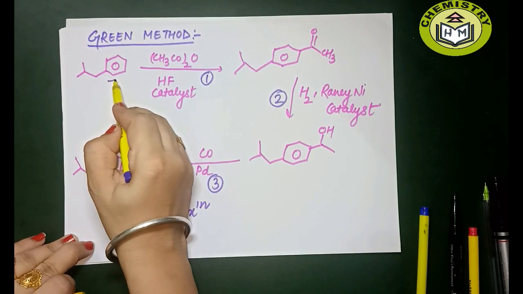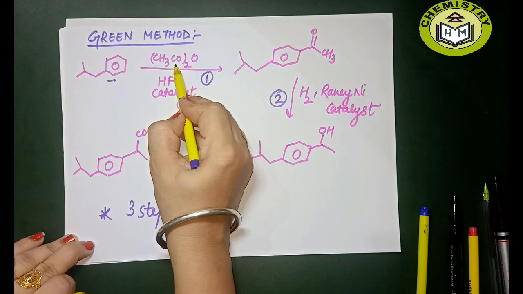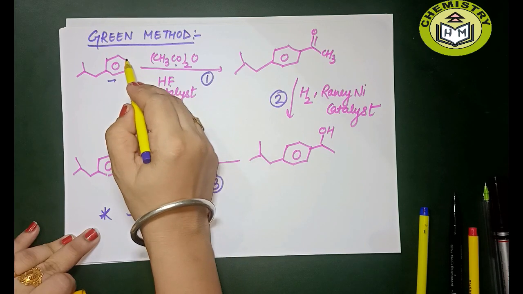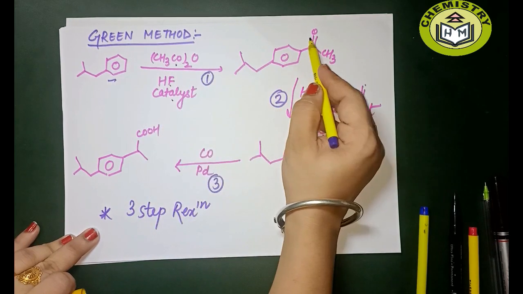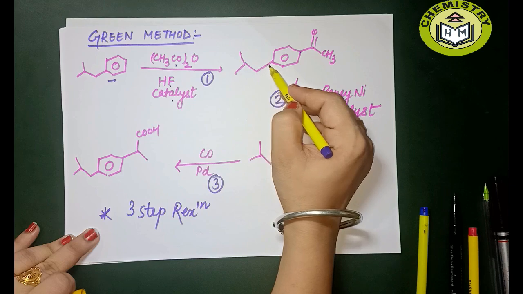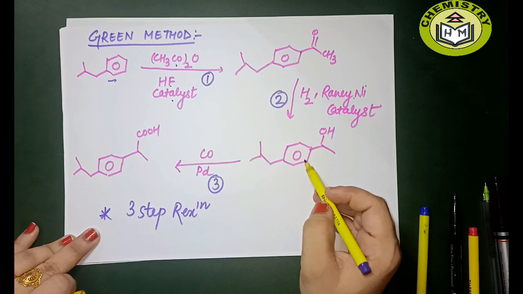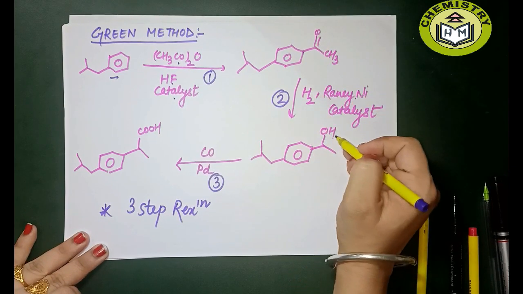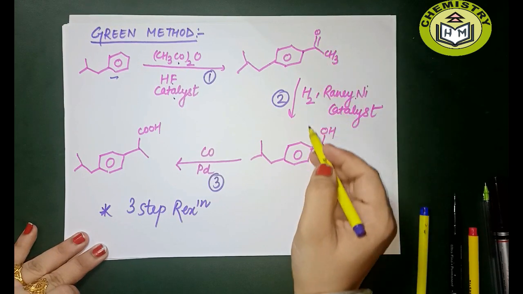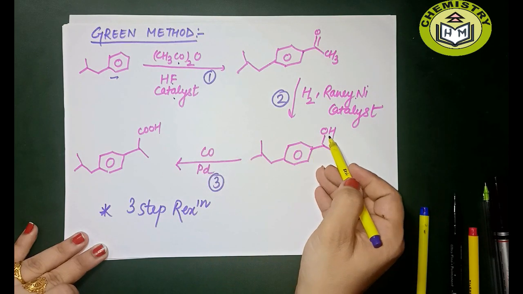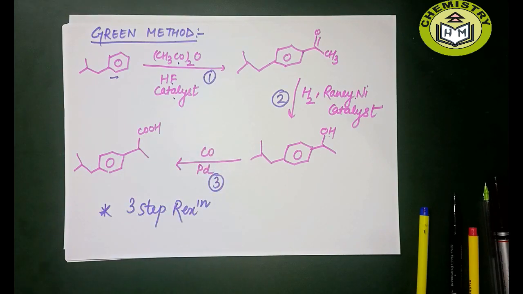Okay, same reagent is used. We add acetic anhydride, HF is used as catalyst, then we are getting COCH3 at the para position of benzene ring. Then we have to add Raney nickel and hydrogen. Okay, then we are getting OH at the place of ketonic group. Then with the reaction of CO and Pd, palladium catalyst, OH is changing into COOH, right? And this is known as ibuprofen.